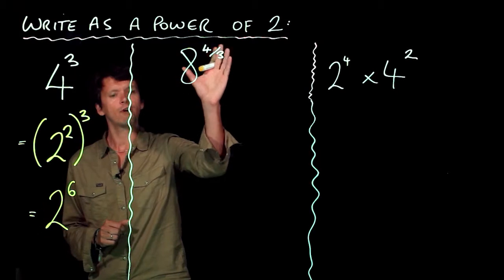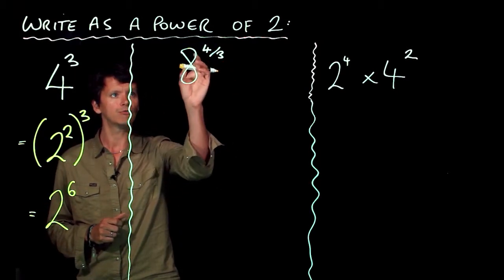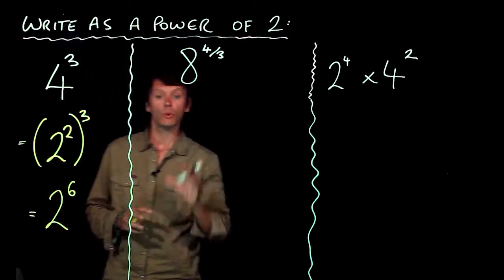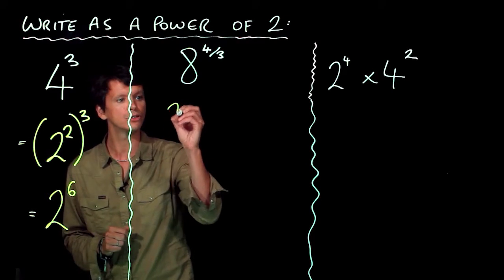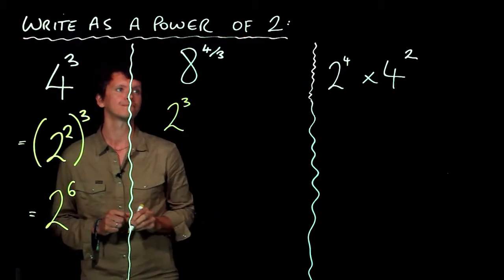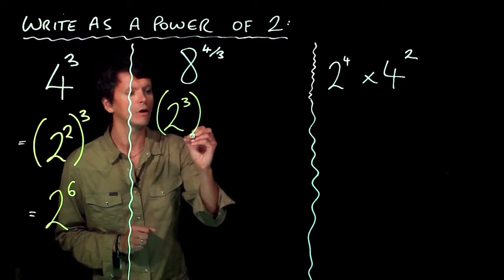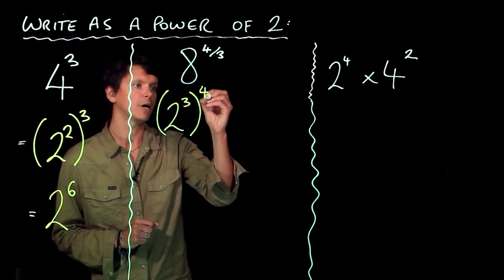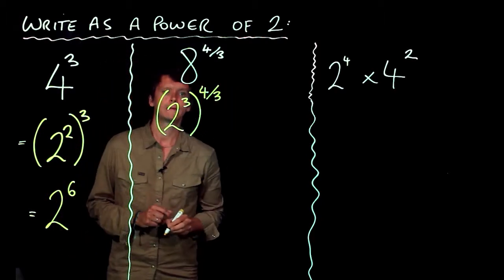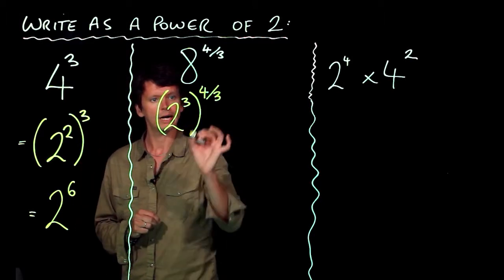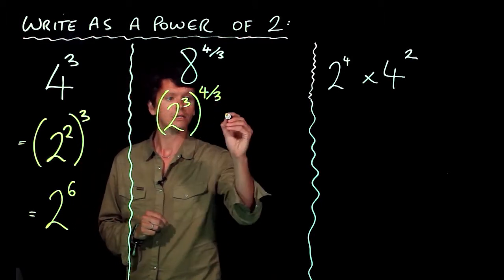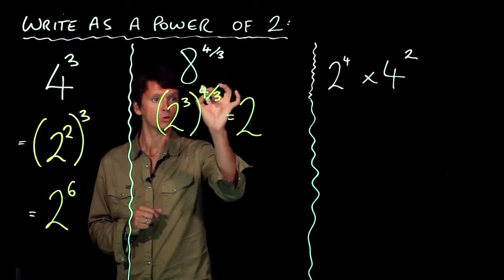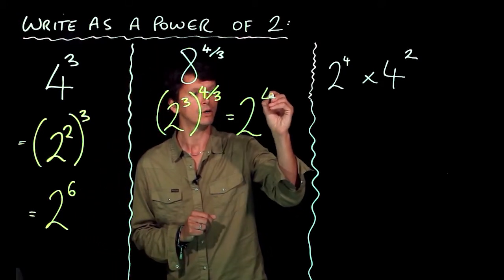Supposing we have a fractional power. Again, we want to rewrite this so that it's written as a power of 2. And there's a couple of ways that we could do this. We could notice that 8 is 2 cubed. And if we want to raise 8 to the power of 4/3, that's the same as raising 2 cubed to the power of 4/3. And once again, because we're raising a power to a power, we are multiplying our powers. So our answer is 2 to the power of 3 times 4 over 3, or 12 over 3. 12 over 3 is 4.